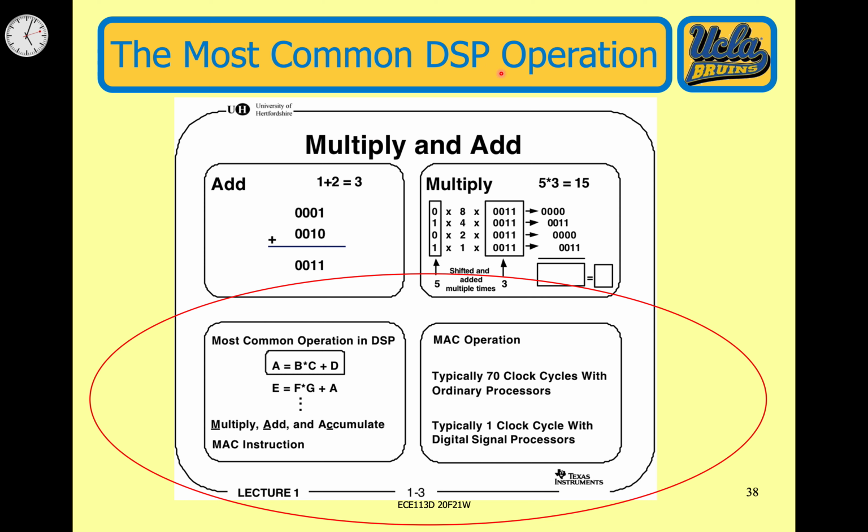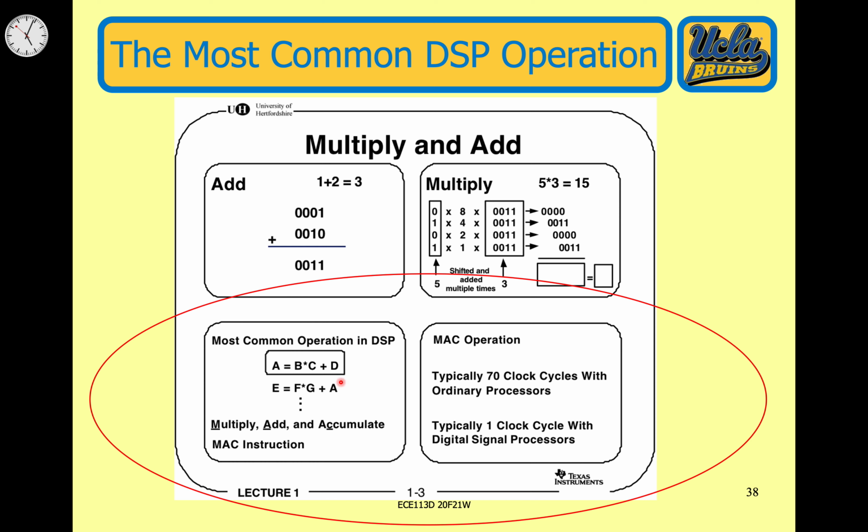This is the most common DSP operation right here, the MAC operation, multiply and add, or multiply and accumulate. The MAC instruction. In a DSP, you can get done in one clock cycle what a normal computer takes 70. Now, I would expect that the H7 that we're going to be using doesn't have a DSP core, but it's got some special DSP instructions, and it's not going to take 70. It's going to be more than one, but far fewer than 70 clock cycles to get this particular operation done, the MAC operation.